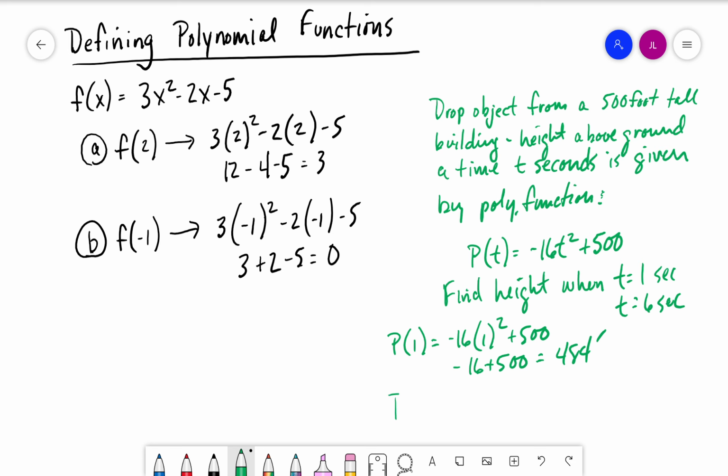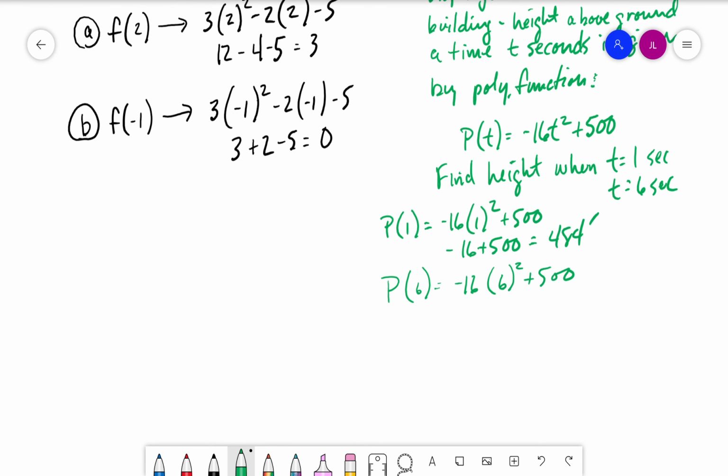And what about 6 seconds? Well, p of 6 is equal to negative 16 times 6 squared plus 500. Negative 16 times 36 plus 500 would be our function. I'm going to have to cheat here and do negative 16 times 36 in the calculator. We get negative 576.